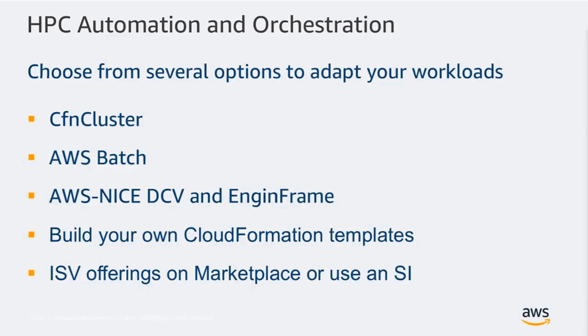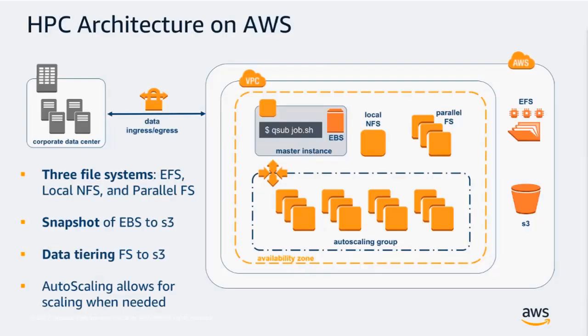You can also build your own CloudFormation templates to automate this entire process. So you can do the running, the monitoring, the tracking of all of your HPC workloads, just by building out your own CloudFormation templates. We also have a number of ISV offerings and system integrators that can help you run your workloads on AWS. So far, we've covered the necessary components as well as the automation tools for HPC workloads.